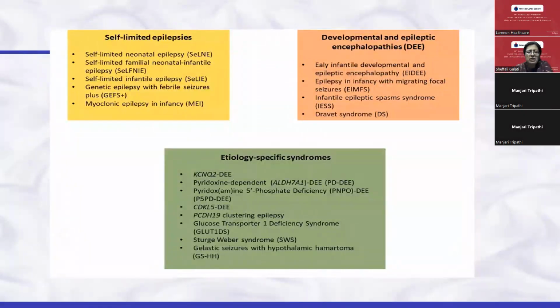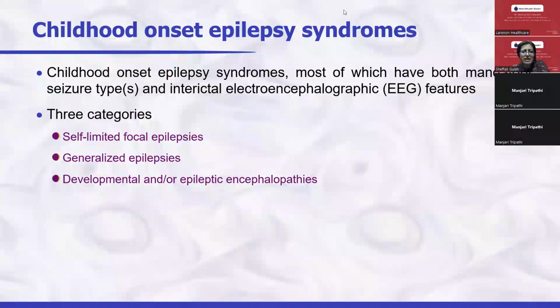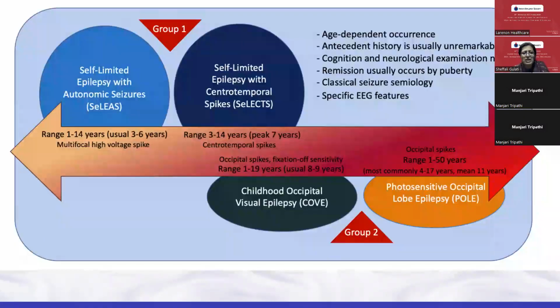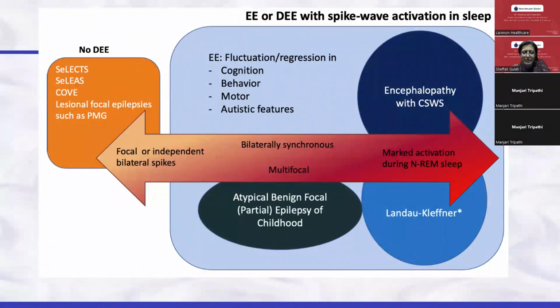They have defined developmental and epileptic encephalopathies as coming into this category, plus certain etiology-specific syndromes will also have epileptic encephalopathies. Coming to the classification for childhood in 2022, they again said that childhood onset epilepsy syndromes, most of which have mandatory seizure types and interictal EEG features, are classified as three types: the self-limited focal epilepsies, the generalized epilepsies, and the developmental and or epileptic encephalopathies. This is the flow chart for the self-limited one, this is for the generalized, and this is for the developmental and epileptic encephalopathies.